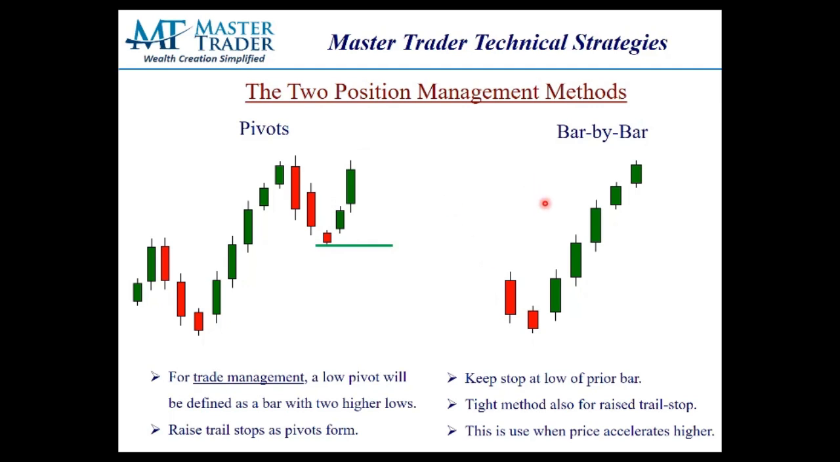Now, bar by bar is just what it says. As each bar forms, it provides us a new reference point of support for longs. So when every single bar begins to form and then close, it has created a new reference point, and during periods of acceleration, we could begin to trail bar by bar. Not until that happens would we even consider it, because it would just be too tight and the odds of being stopped out are extremely high.